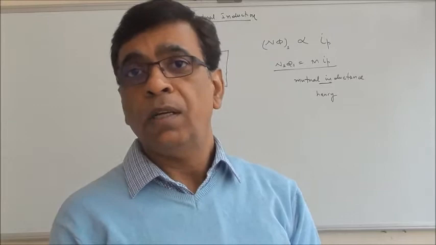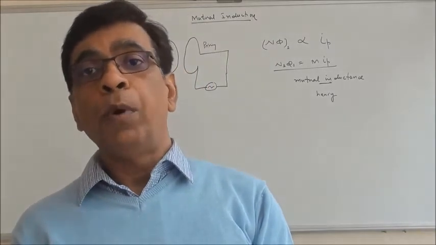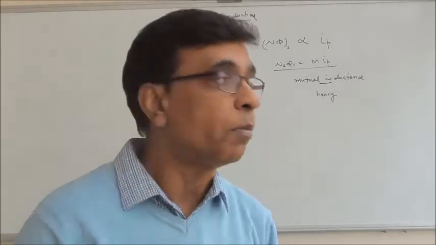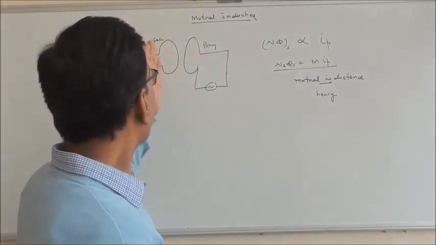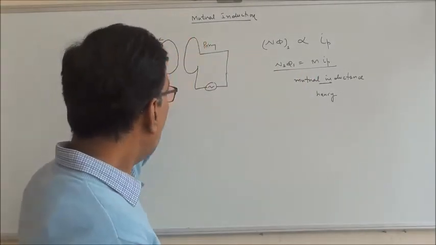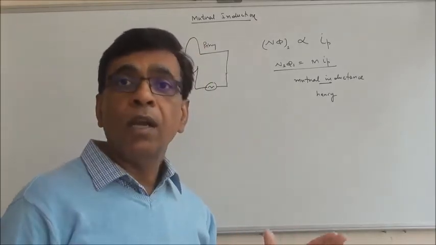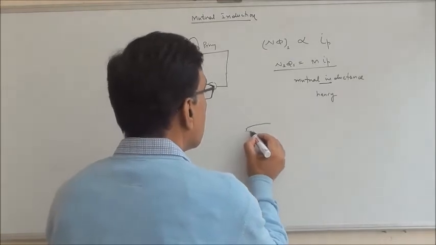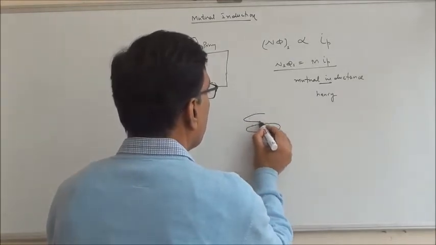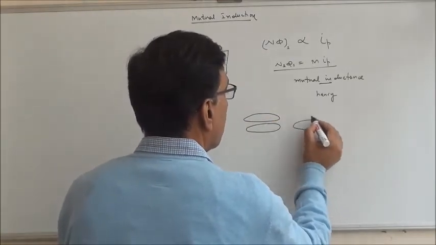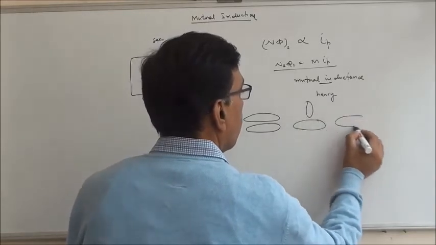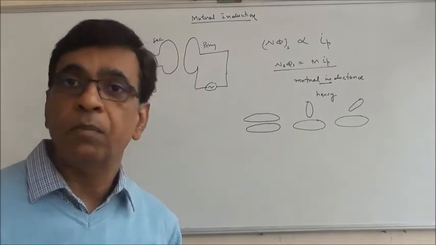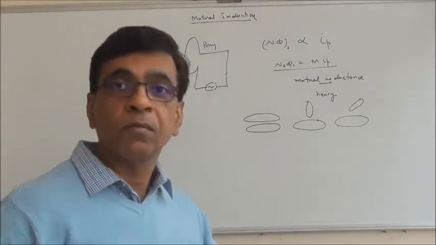Coefficient of mutual induction will depend on geometry, it will also depend on the medium, but apart from it, it will also depend on how close these two coils are and what is the placement of these. For example, if we have this as the primary, the secondary may be kept like this, it may be kept like this, or there may be some other orientation. In all these cases, the mutual inductance will be different. It will be maximum here.